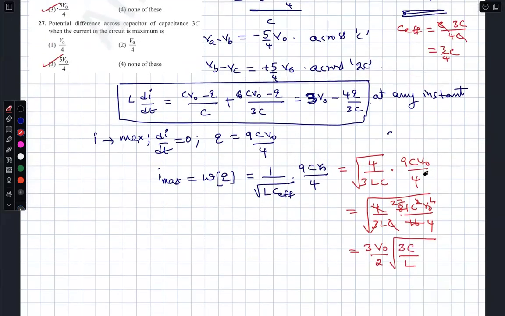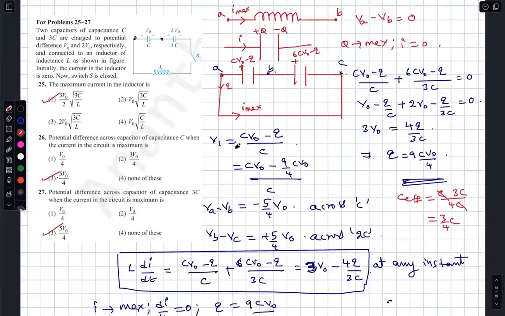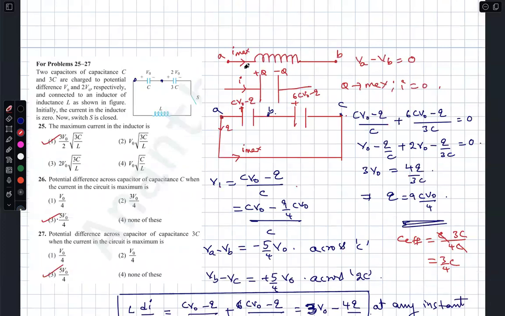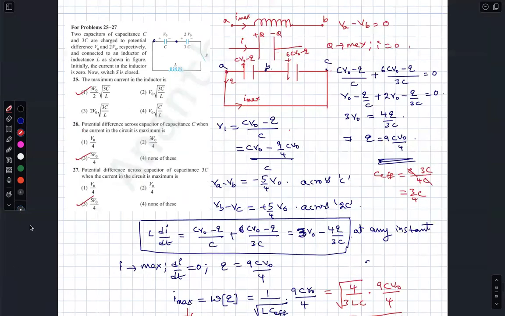Absolutely correct. So what I have done for maximum current, in such situations: Imax is omega times the maximum charge transferred. This is the fundamental rule. By applying this rule, I have followed these terminologies. When current is maximum, potential difference across the inductor is 0. When charge is maximum, current through the battery and current through the capacitor is 0. Right? Yes, boys and girls.